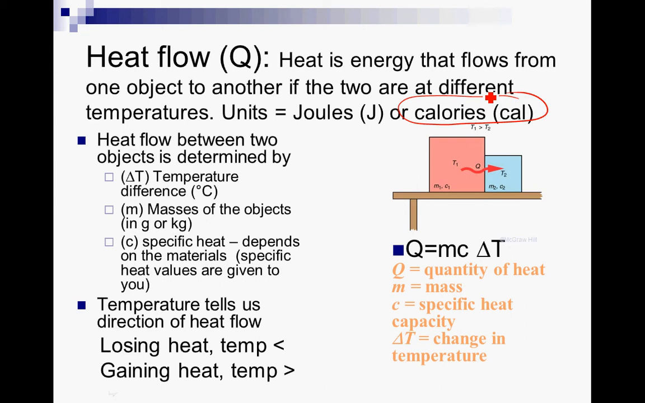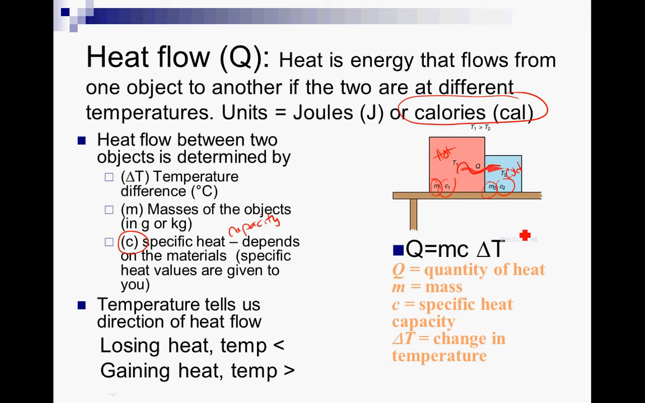Now, heat flow between two objects that are placed in contact is determined by three things. The temperature difference. Heat will always flow from the hot object to the cold object. The masses of the object make a difference too in the amount of heat transfer. And then the specific heat is given in formulas as the letter C, specific heat. And I like to add the word capacity onto the end of that. Specific heat capacity. It depends on the material, and specific heat capacity is how much heat energy that object or material can absorb before it changes its temperature.